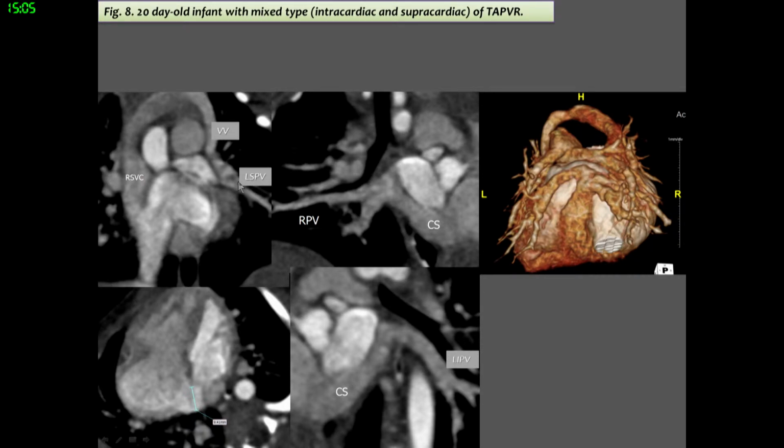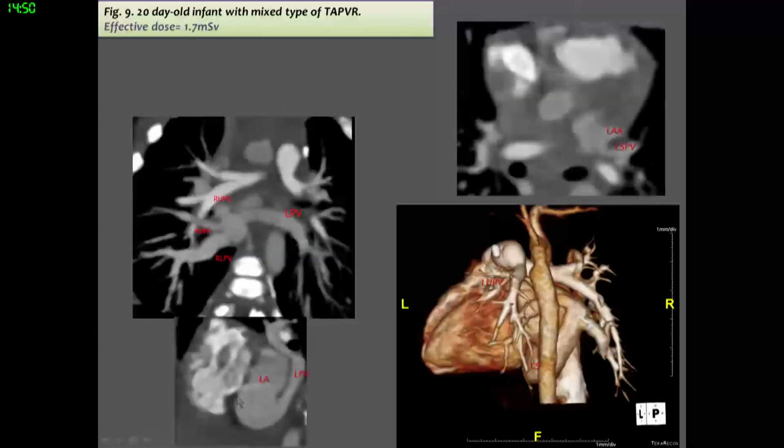TAPVR, supracardiac type of the left superior pulmonary vein drains into the left brachiocephalic vein via the vertical vein. Right pulmonary vein and left inferior pulmonary vein drain into the coronary sinus. Secondary ASD is also noted at the inferior portion.